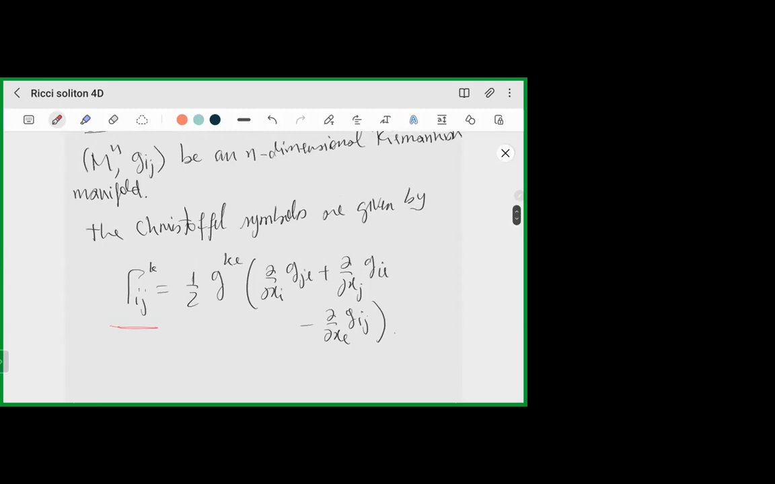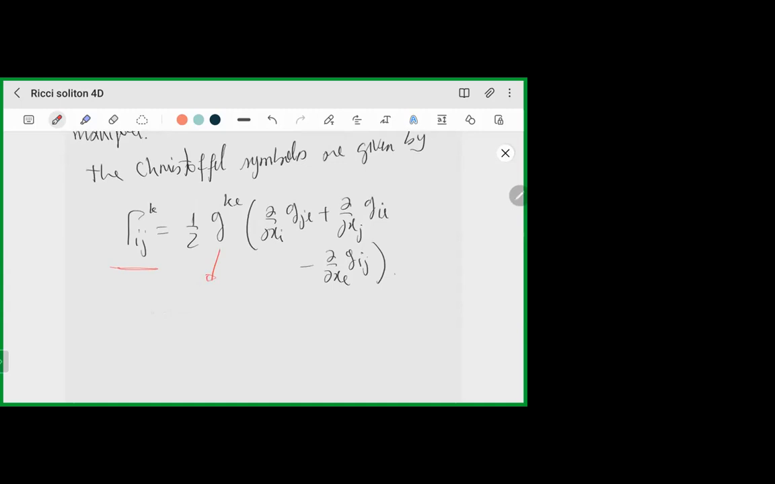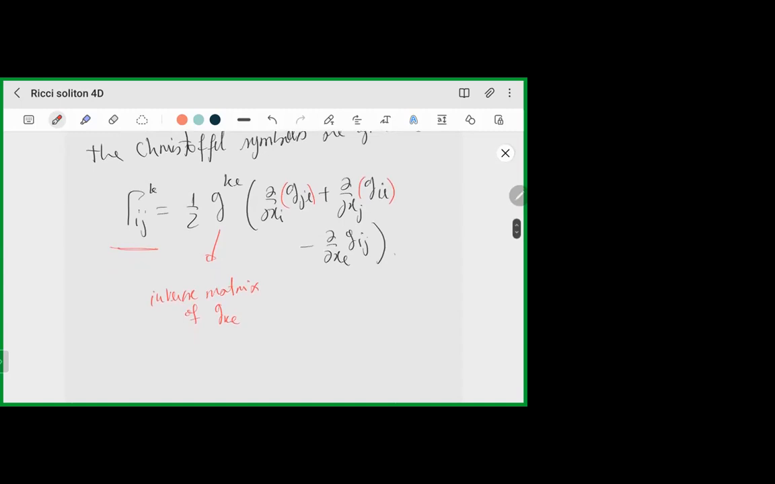And here g^kl represents the inverse matrix of g_kl. We are looking at the metric as a matrix. And then here are the derivatives in the directions of these indices. For example, the derivative of the metric g_jl. And it's the same for the others. And here, if you look more carefully, we have some repeated indices. For example, we have l here and l here, we have k here, l here, l here.